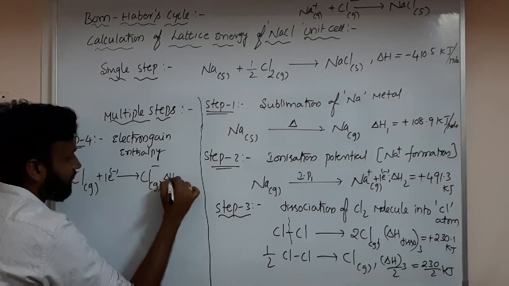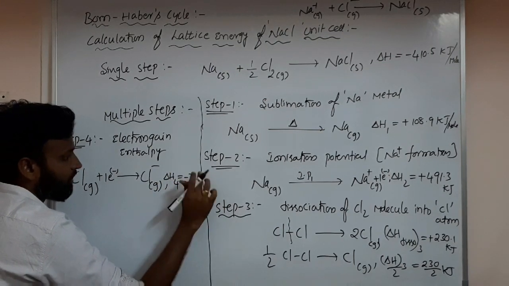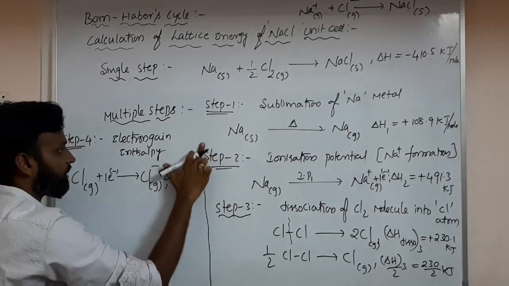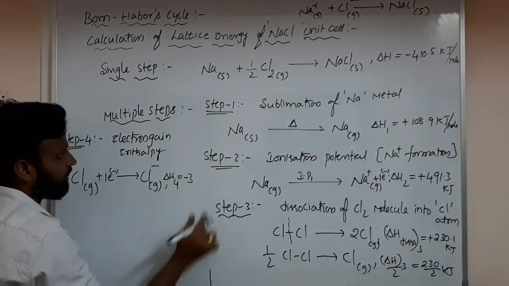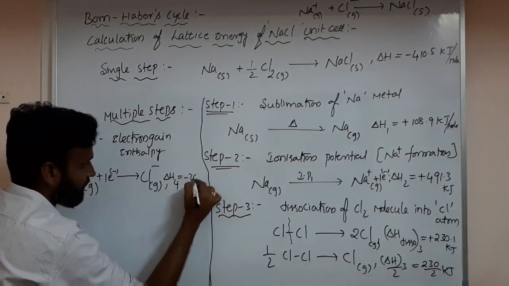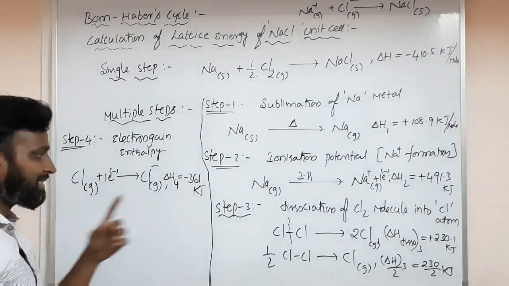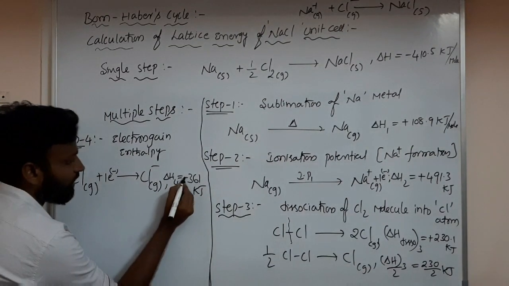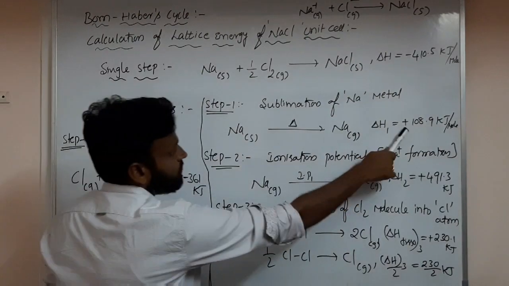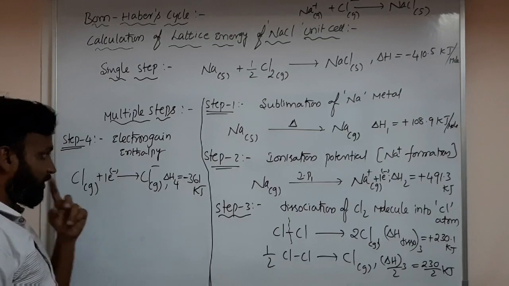Ready? Now delta H4 is equal to the electron gain enthalpy of chlorine, which was given in the previous one. It's minus 361 kilojoules. Minus 361 kilojoules. Why so negative? Till now positive was given here, here, and here. But why is delta H4 given as negative?